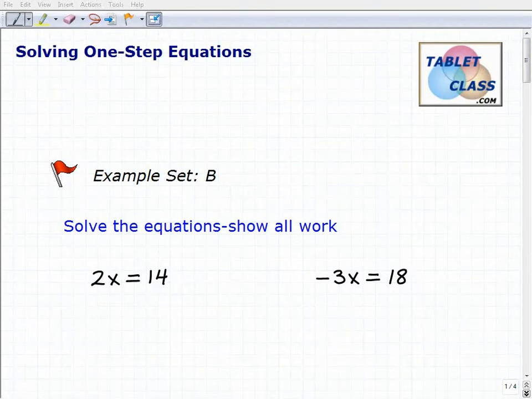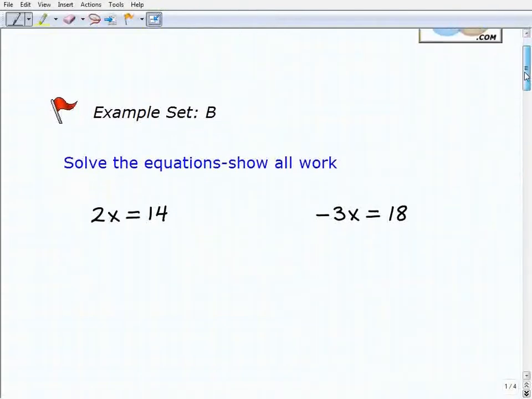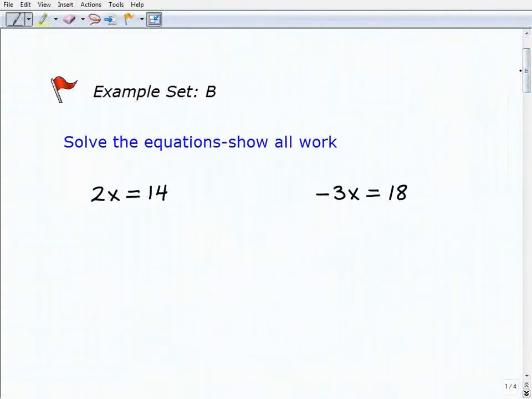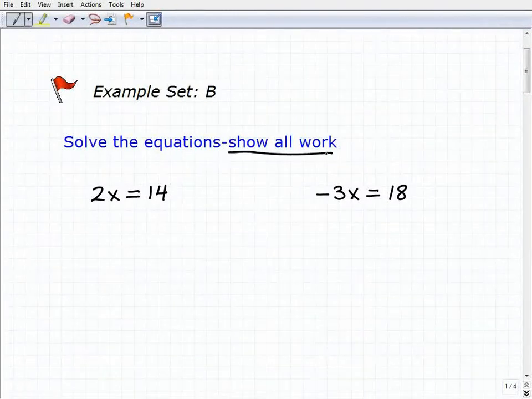And of course, I hope you had a chance to watch the lesson and the previous example set. And if you did, you know that we're focused on using inverse operations to solve these basic one-step equations. So let's go ahead and tackle these equations. And of course, we want to always show all of our work.